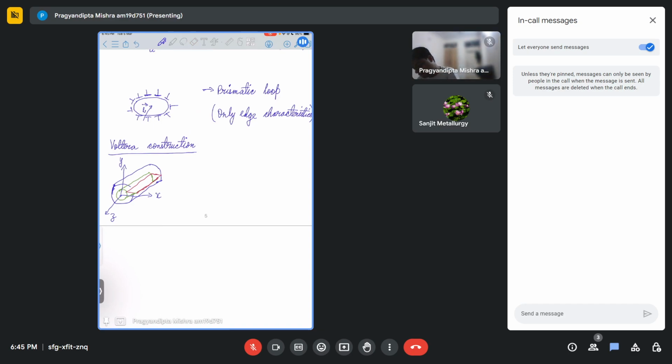Once I've cut this way, let's say I'm just drawing it this way. This is my cut region. This is the bottom.